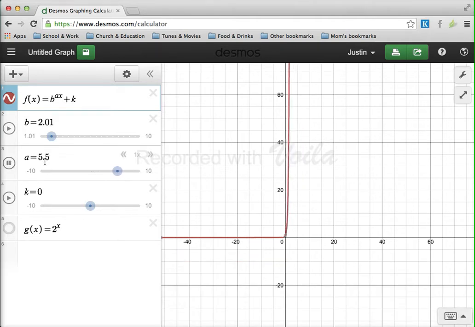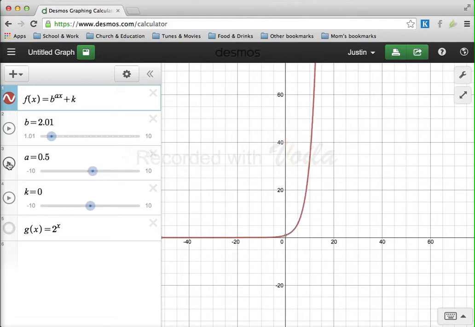So just what we expected, when the a is bigger in this equation, when it's greater than 1, it gets very, very narrow. And then something peculiar happens when we get to negative numbers. So notice negative, negative, now positive again. Positive gets steeper, gets wider, gets wider.